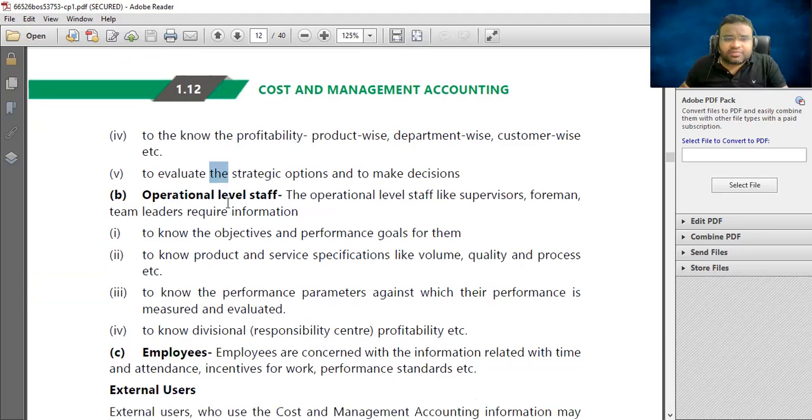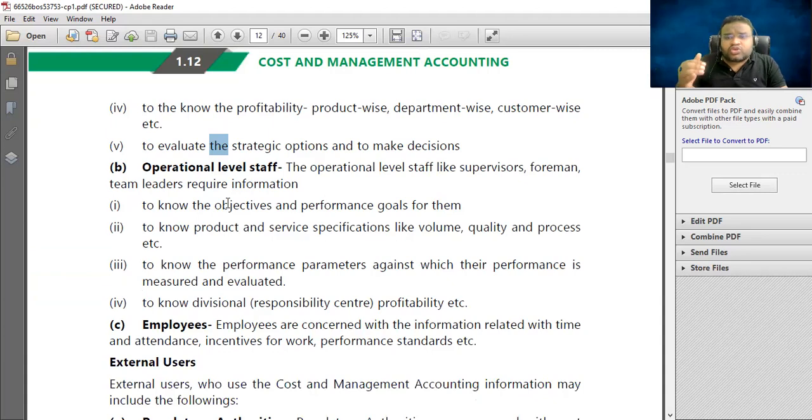Operational level staff, those who are supervisors, not middle level, those who do the real work. Operational level staff like supervisors, foremen, team leaders are required to know the objectives and performance goals for them, to know product and service specifications, how much we need to produce, to know the performance parameters. Because for a responsibility center, a person is given responsibility, and to give their performance parameters, I'll be using the cost accounting data. To know the divisional profitability, etc.